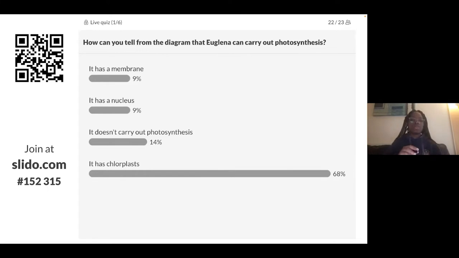So we have most people saying that it has chloroplasts. And that is correct. We can tell that it can carry out photosynthesis because of the chloroplasts, because it contains that green pigment that we were talking about, chlorophyll, and that's able to take that light energy and convert the carbon dioxide and water into glucose and oxygen.